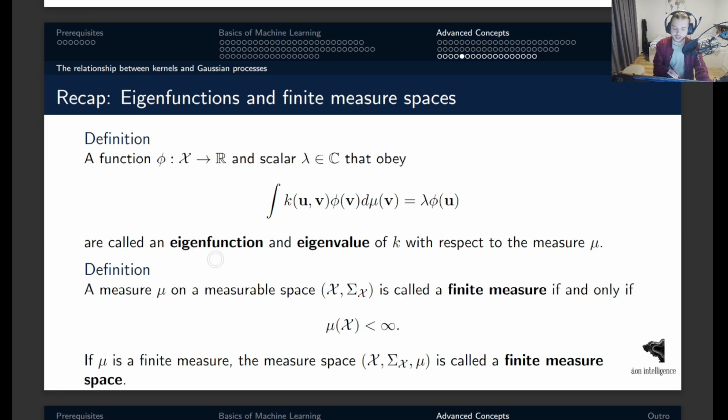So on a previous slide we had eigenvectors associated with the linear mapping T, and now we have eigenfunctions phi associated with the bivariate function k and the eigenvalue corresponding to that particular eigenfunction. Then we have this definition, a measure mu on a measurable space x sigma x, where x is the input space and sigma x is a valid sigma algebra on that input space. We call this measure mu a finite measure if and only if mu evaluated for that entire input space is finite. So in particular, every probability measure, for example, is a finite measure. And quite naturally, if mu turns out to be a finite measure, then we call the measure space x sigma x mu a finite measure space.